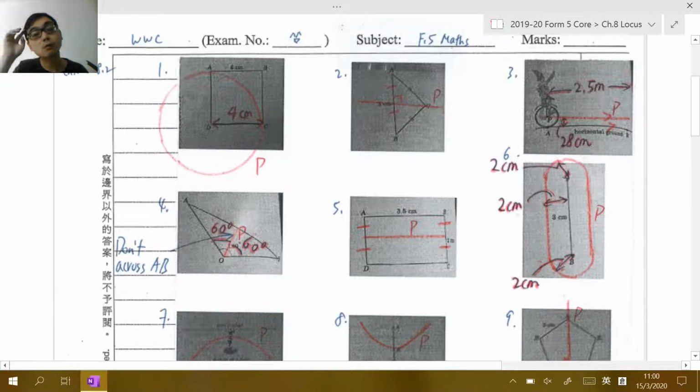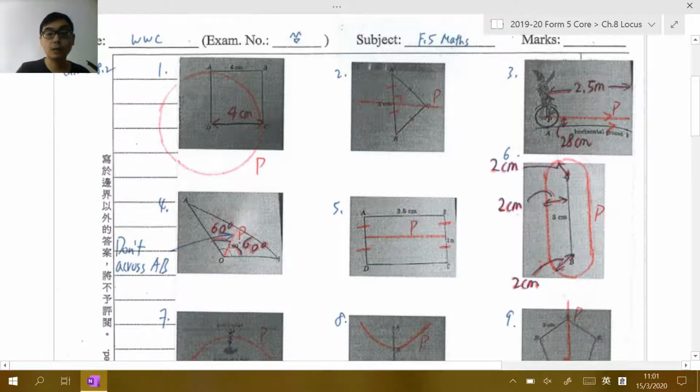You also have to mark some of the lengths to represent what is going on. For example, you mark AB as 2.5 meters and the distance between the line and AB as 20 cm. And you also have to write down the parallel marks to represent that the locus of the center is parallel to AB.